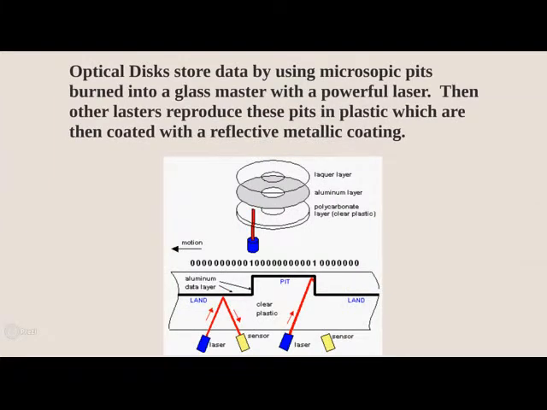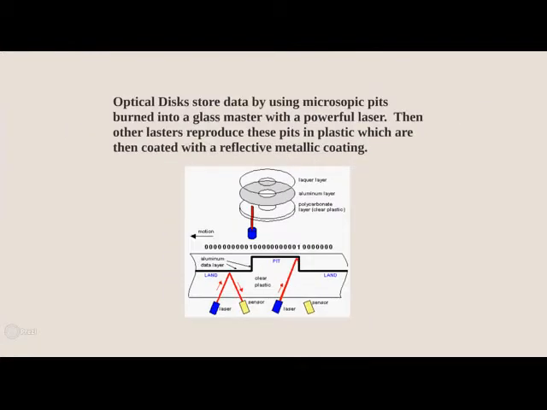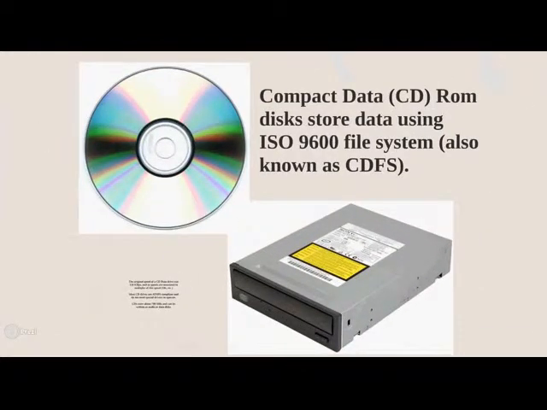Optical disks store data by using microscopic pits that are burned into a glass master with a powerful laser. Then other lasers reproduce these pits in plastic, and they are then coated with reflective material. Compact Disc Read-Only Memory, or CD-ROM, disks store data using the ISO 9660 file system. It's also known as CDFS or CD file system.